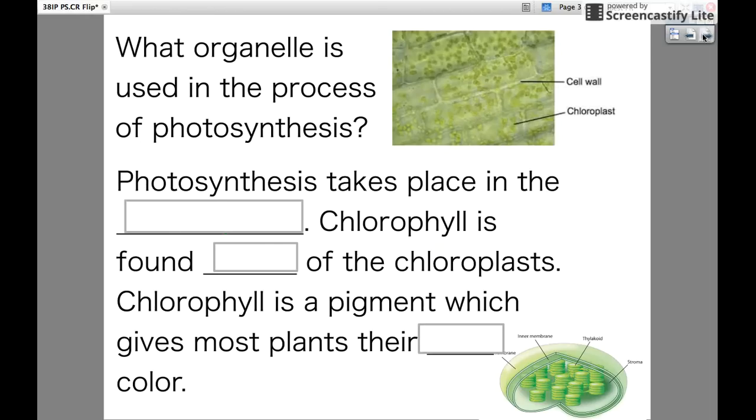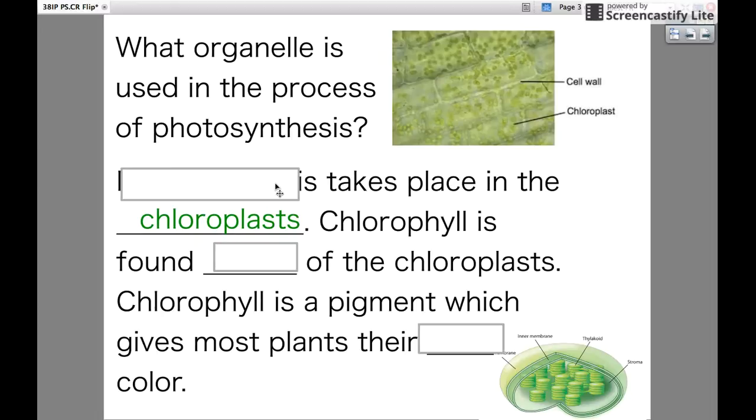The next question you'll see in your focus notes is what organelle is used in the process of photosynthesis. So I have two pictures here. The one up top is a real plant just under a microscope. The one on the bottom is a little cartoon drawing. But you'll see that photosynthesis takes place in the chloroplasts. Chlorophyll is found inside of the chloroplasts.